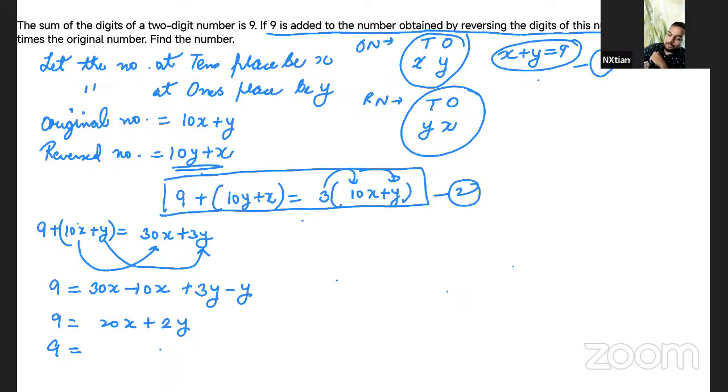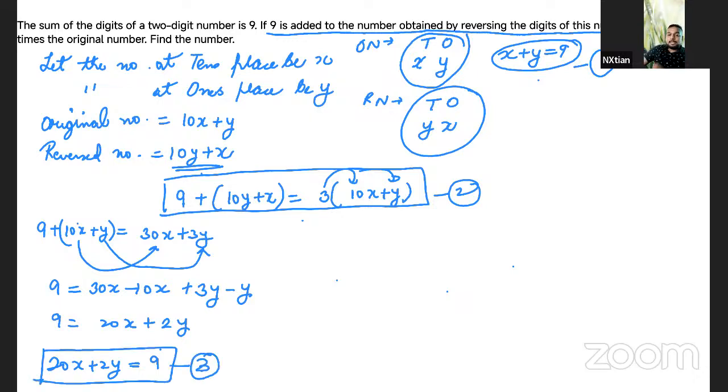So now what is the first equation? I can write it like this also: 20x plus 2y is equal to 9. So this is my third equation. Now we have to use the elimination method in the first and third equation to get the answer. Can you do it by yourself now?